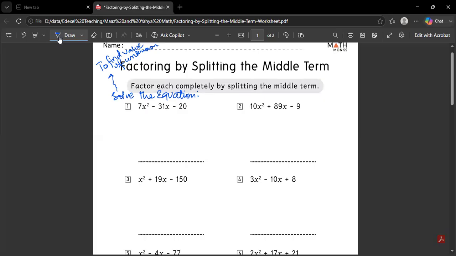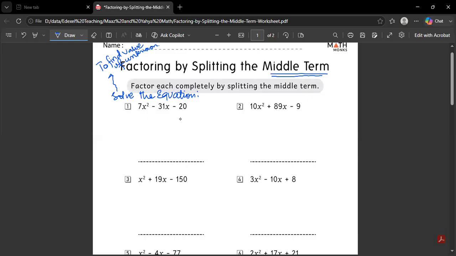Okay. Now there are multiple methods to solve the equation, right? One of the methods that we are going to do in today's class is called the middle term breaking method, or splitting the middle term, right? So write down or understand the steps.